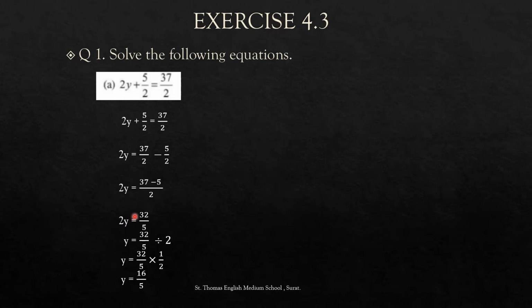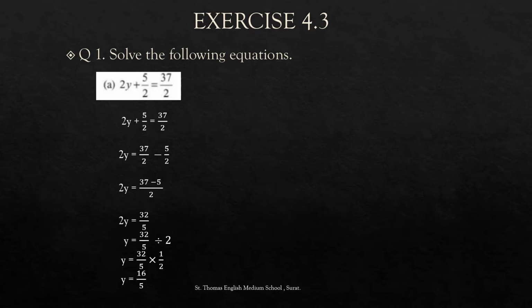Now 2y is equal to 32 by 2. Now this is multiplication. If it goes here, it becomes division. So you can write like this: y is equal to 32 by 2 multiplied by, it will become division. So you have to write this 2 as a denominator. There is no denominator here, so you have to write like this, 1 by 2. So only 2 is given. You have to write multiply by 1 by 2.